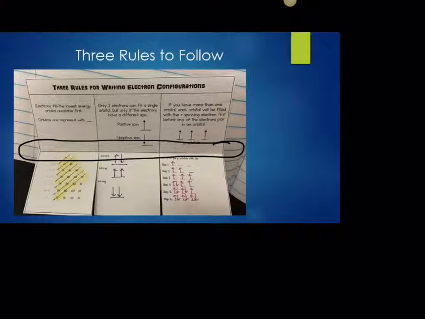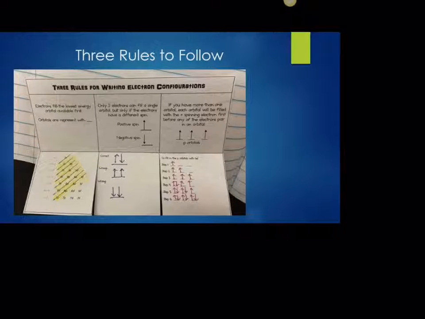Once you have this glued in, you will cut this sheet right there in those 2 spots so that you make this a 3-tab foldable. Alright, now once that's in, there are 3 rules that we must follow with quantum mechanics.